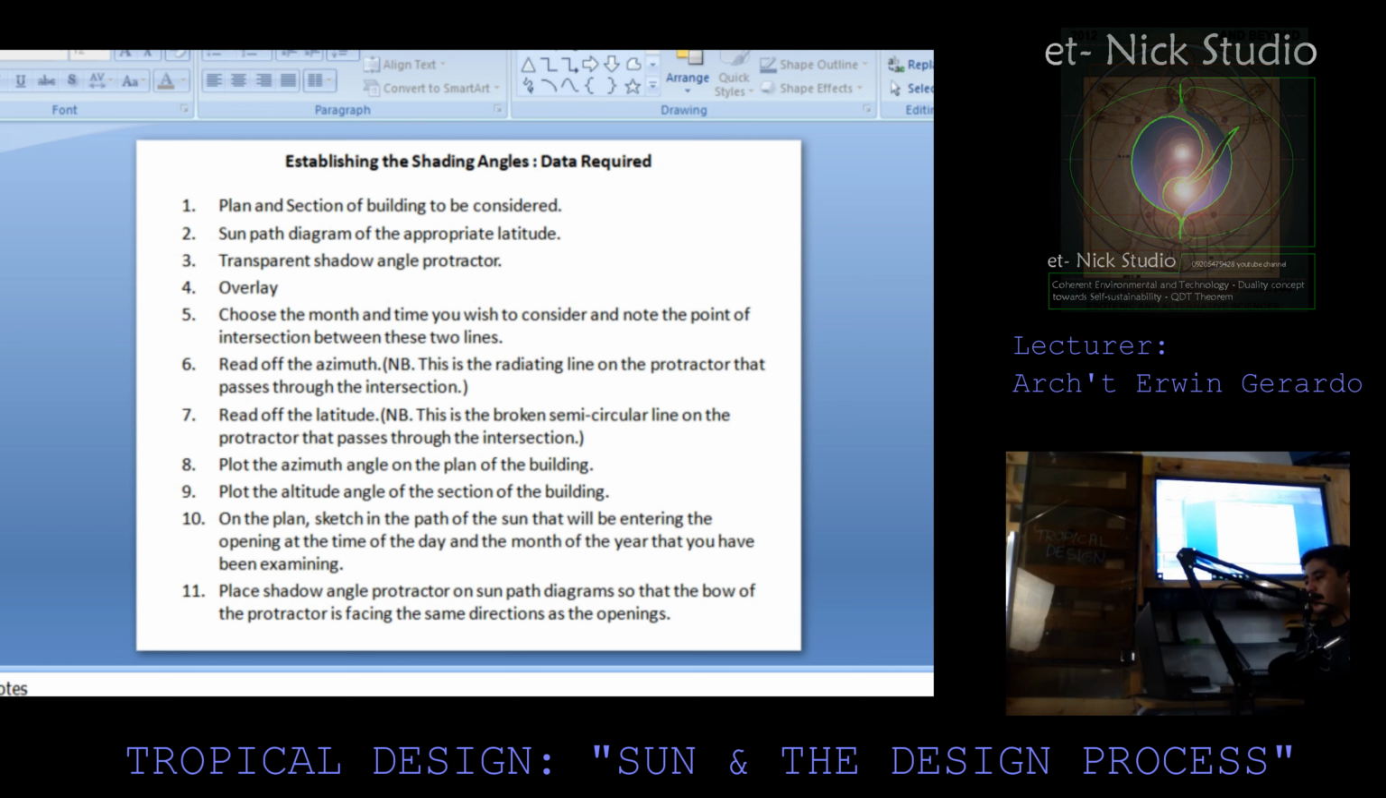Number 10, on the plan, sketch in the path of the sun that will be entering the opening at the time of the day and the month of the year that you have been examining. And then number 11, place the shadow angle protractor on the sun path diagram so that the bow of the protractor is facing the same direction as the opening.